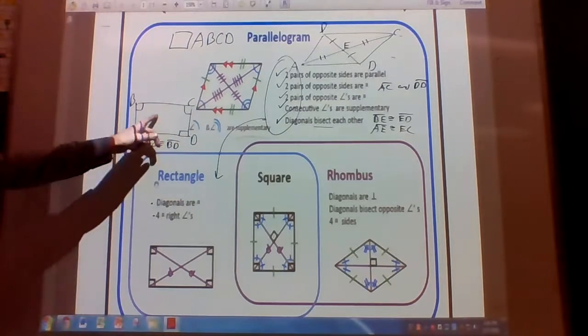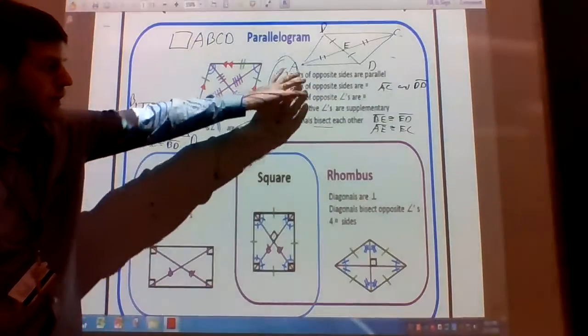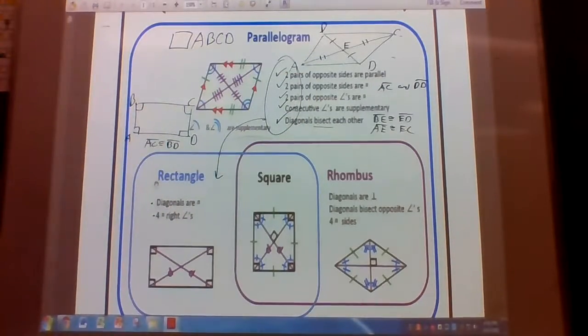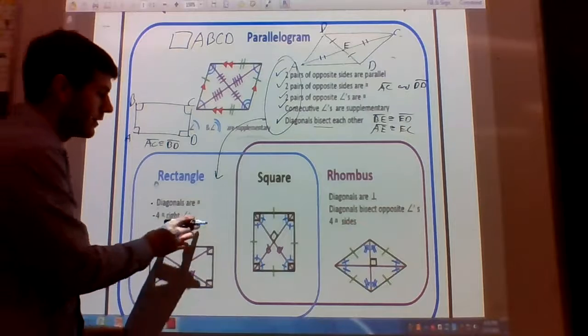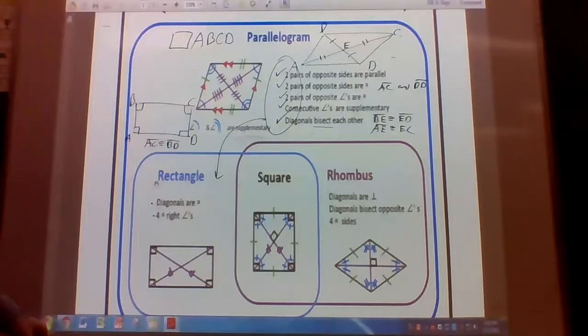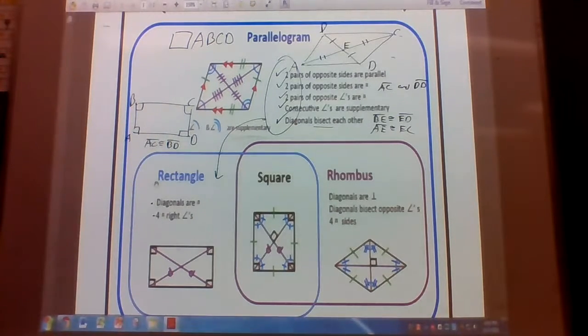So this is a parallelogram because it has the properties of a parallelogram, because rectangles are parallelograms. So it has 2 pairs of opposite sides that are parallel, but we also classify it more specifically as a rectangle. So if you're ever asked for the best description or the best classification of this diagram, it's going to be a rectangle. It is a parallelogram, but rectangle is the best description of it.